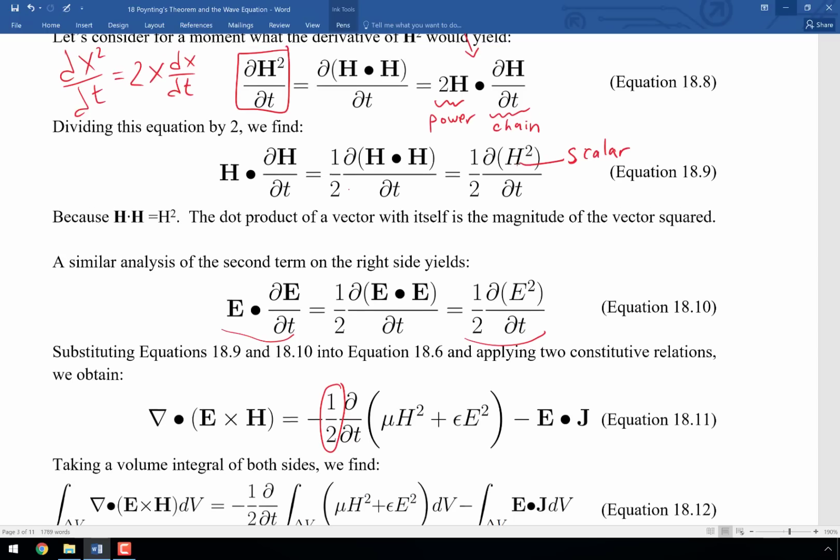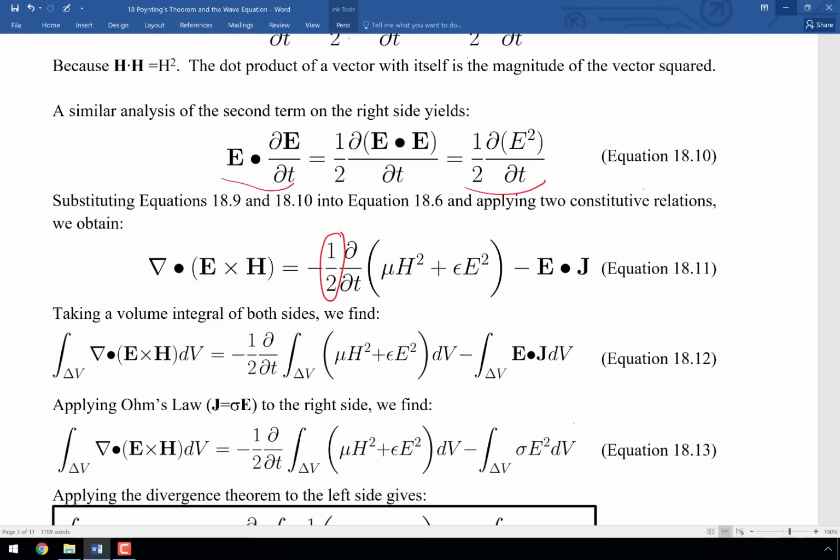I wanted to come up here and say that the 1/2 comes from this 2 right here, which is from the power rule when you're taking the derivative of H squared. I haven't actually seen it written in any textbook where the 1/2 comes from, so I really wanted to emphasize where that's coming from. So we have the divergence of E cross H on the left. We now have a term that is strictly scalar on the right, and then we have a vector term on the right. So we still have a little bit of work to do here, but we're getting close.